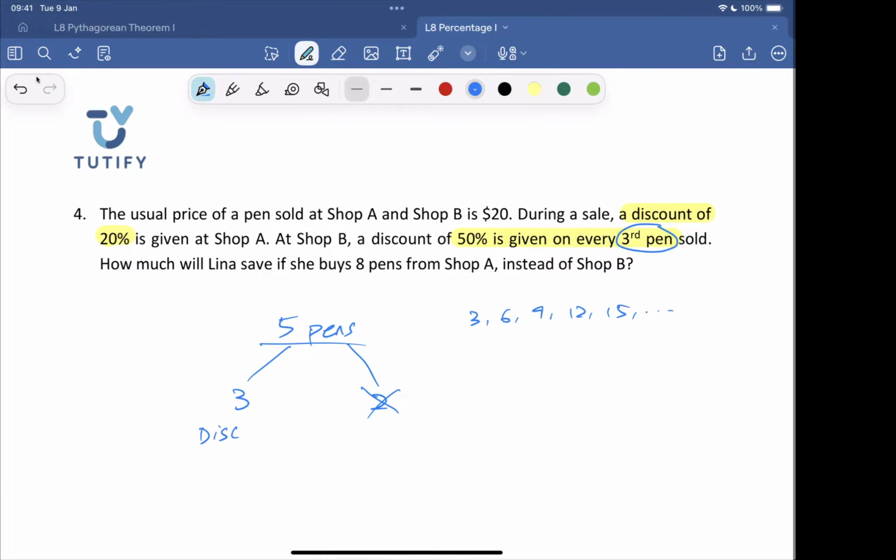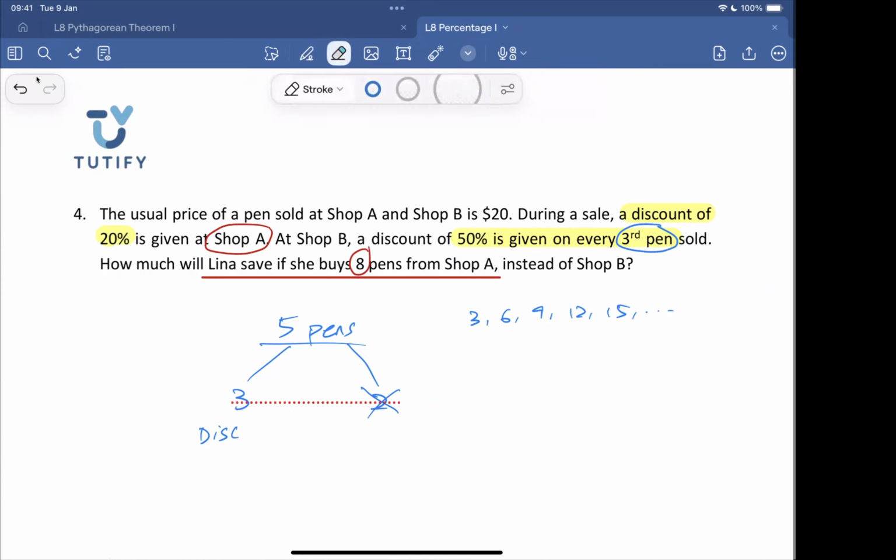So the question is asking you. Now, obviously, we are going to say that shop A is going to be cheaper. But the question is asking you how much cheaper. So that means how much money will Lina save if she goes to shop A and she buys 8 pens? So you compare how much money must you spend for 8 pens in shop A versus shop B. Then you will know what's the difference. So basically, they're asking you to find the difference. I give you 2 minutes. Your time starts now. Okay?